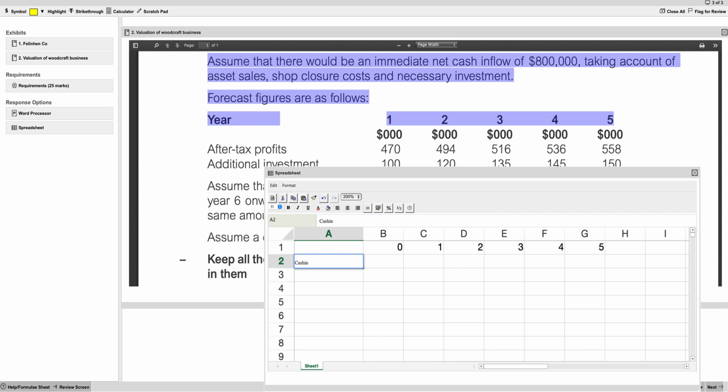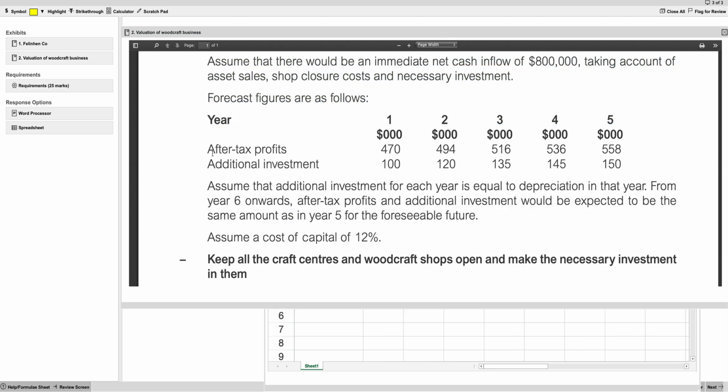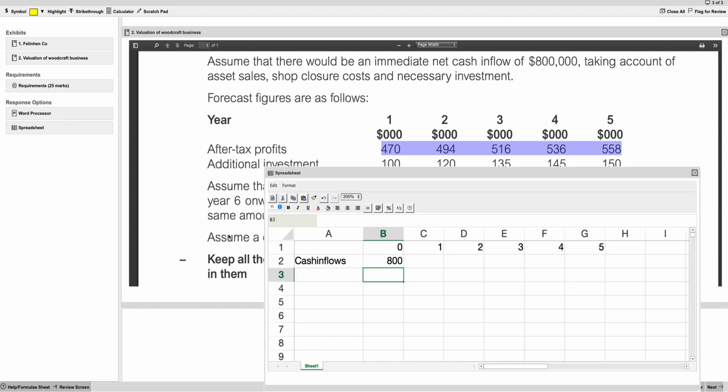Straight away it says, that's year 0, isn't it? So cash inflows of 800. So far so good. Then I've been given after-tax profits of all these figures. So after tax is what I want. I can ignore interest for now because it's not mentioned in the question. So go to my spreadsheet then, and I'll say after-tax profits.